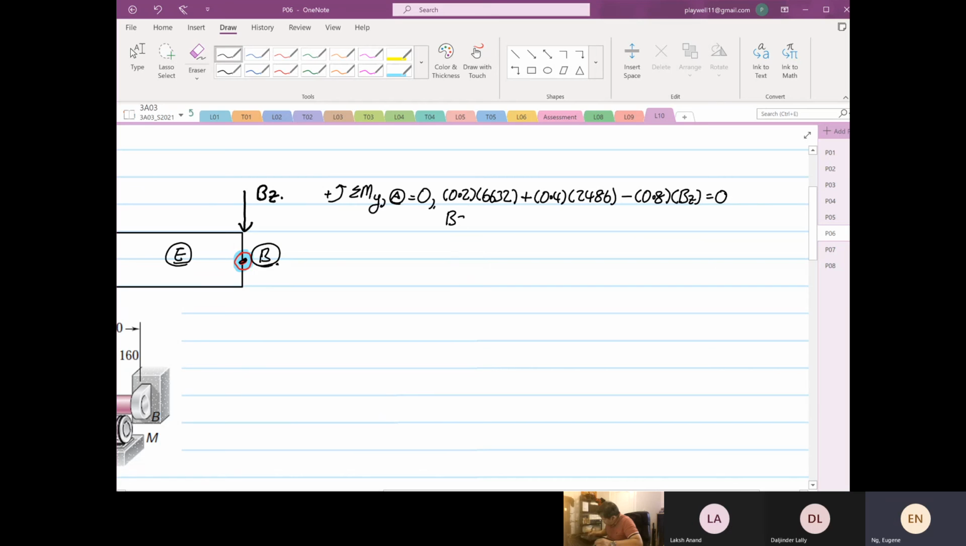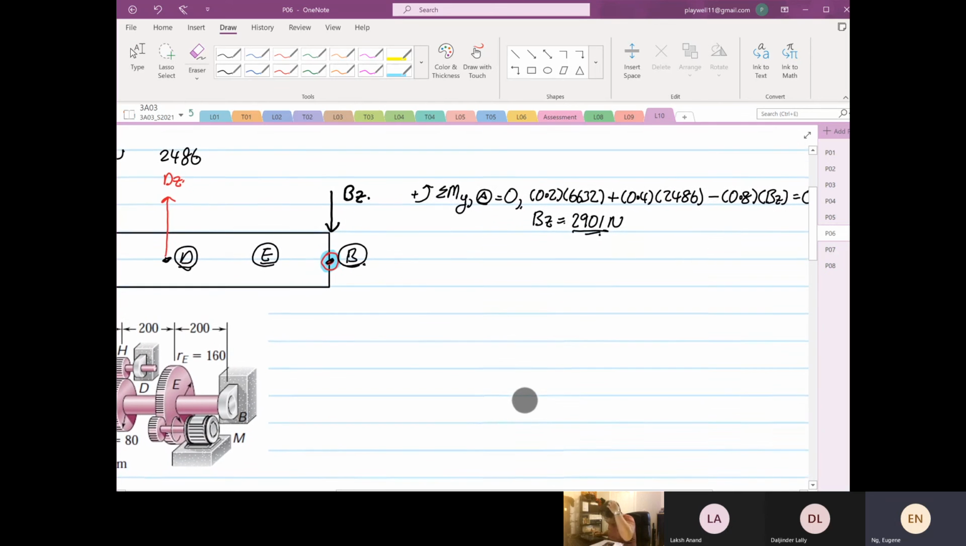So BZ will be equal to 0.2 times 6632 plus 0.4 times 2486, divided by 0.8, which is 2901. Okay, let me do it again: 0.2 times 6632 plus 0.4 times 2486 divided by 0.8, 2901 Newton.